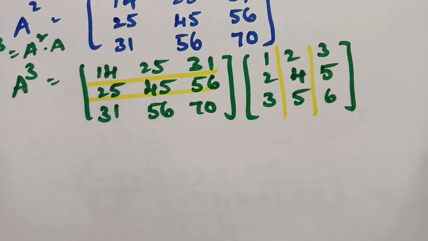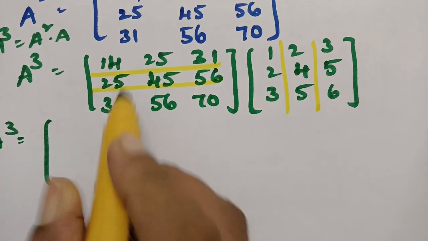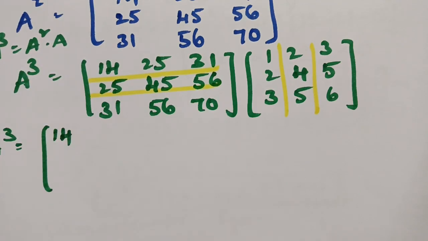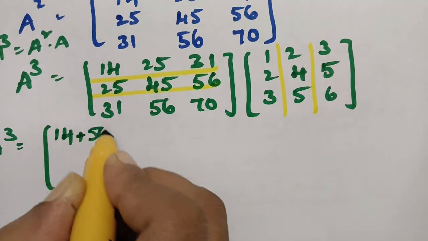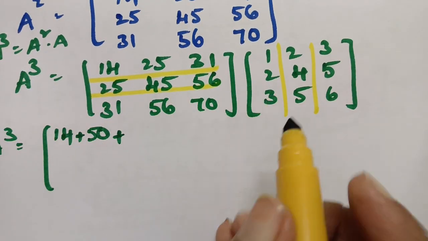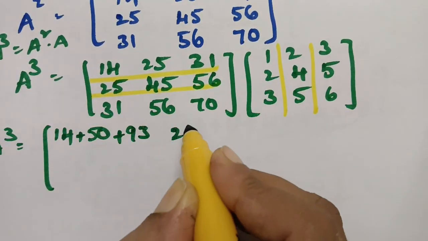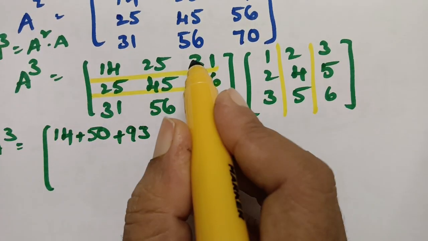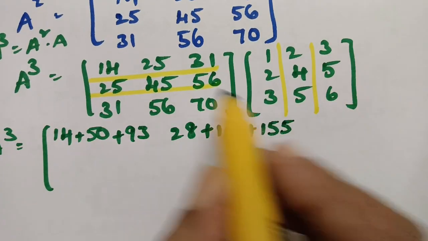So A cube value will be: 14 ones are 14, let me show you, 14 ones are 14. 25 twos are 50. Next, 31 into 3, the value here is 93. Next, 14 twos are 28 plus 25 fours are 100. Next, 31 fives are 5 ones are 5, and this is 155.